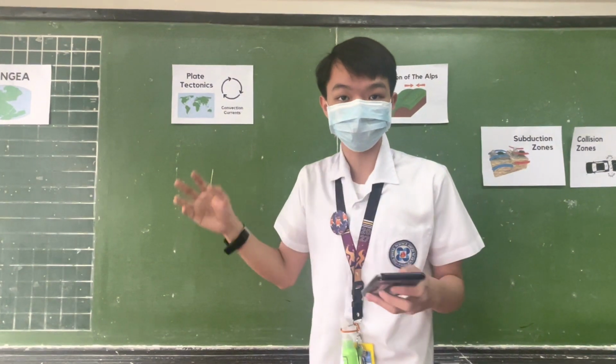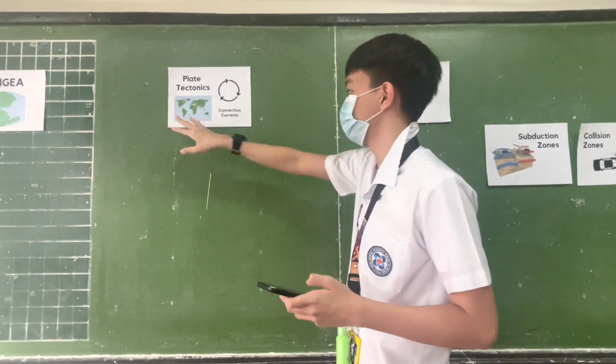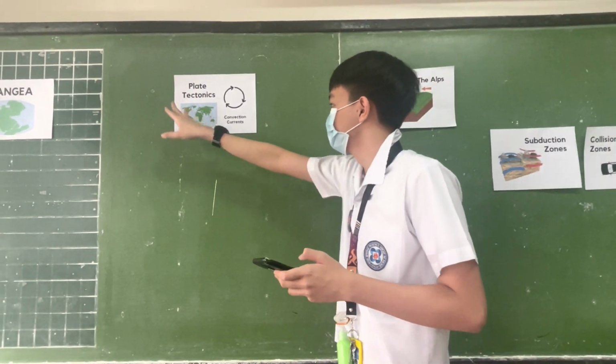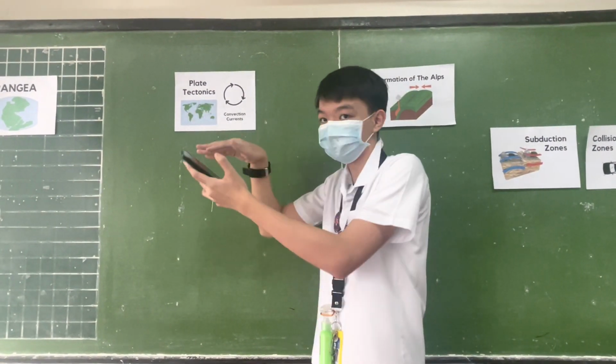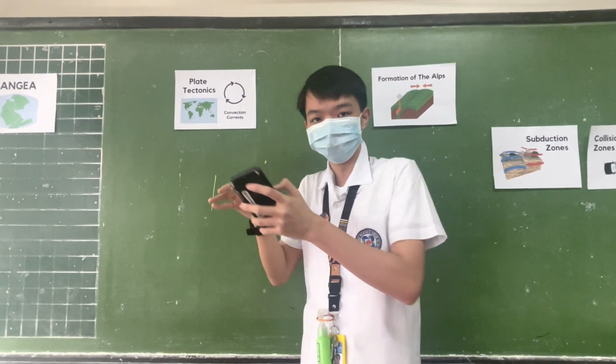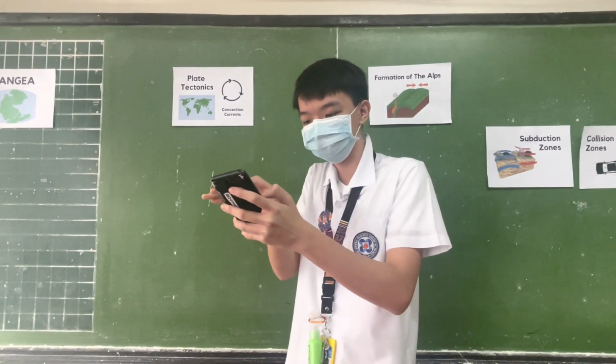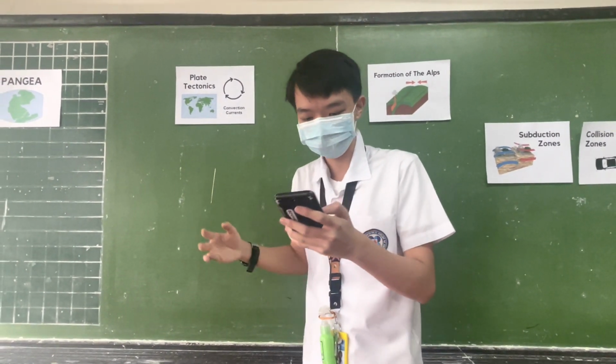Now, let's talk plate tectonics. So we can imagine the Earth as a bunch of plates that are connected to each other. Now, these plates have small gaps in them, which allow them to move a little bit, but these little movements eventually cause a lot of damage.